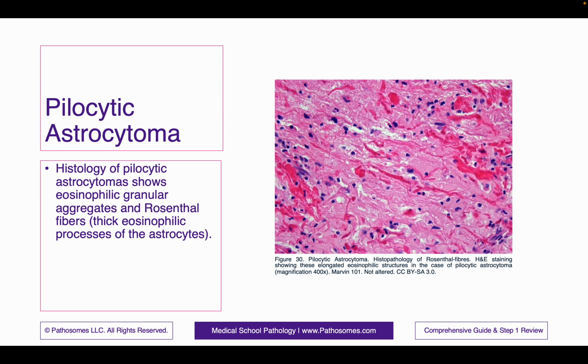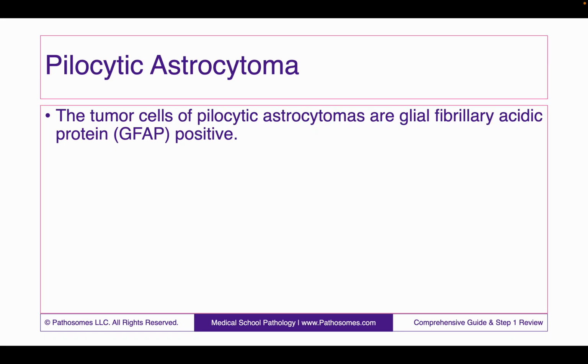The histology of pilocytic astrocytomas shows eosinophilic granular aggregates and Rosenthal fibers, which you will be asked about. That definitely shows up. Rosenthal fibers for pilocytic astrocytomas. And specifically, those Rosenthal fibers are thick eosinophilic processes of the astrocytes. The tumor cells of pilocytic astrocytomas are GFAP positive, okay?